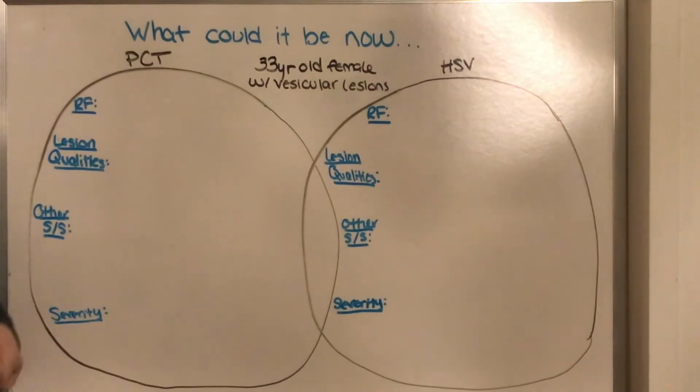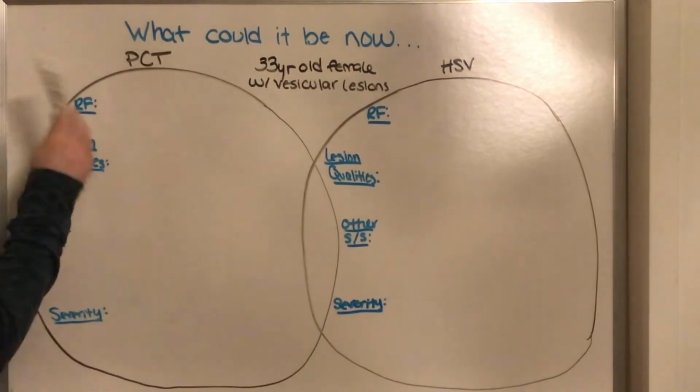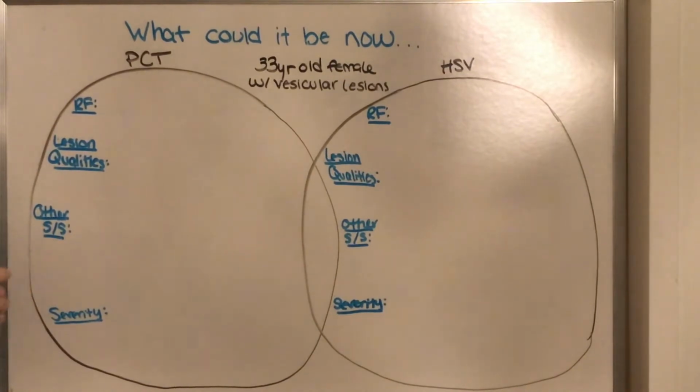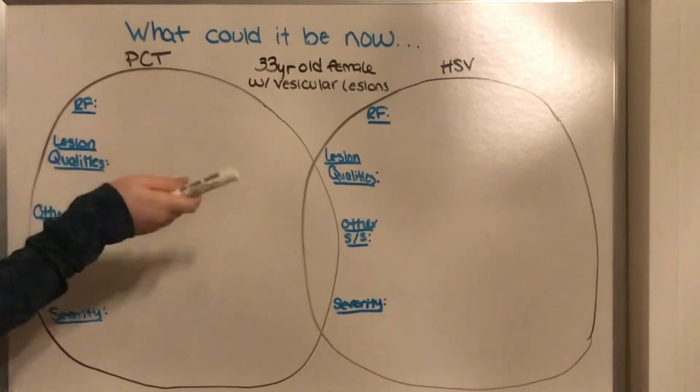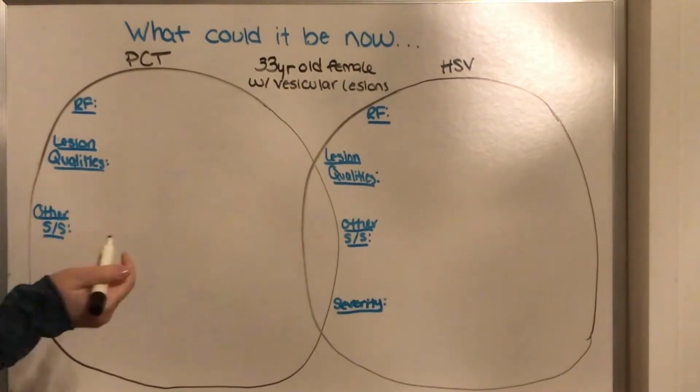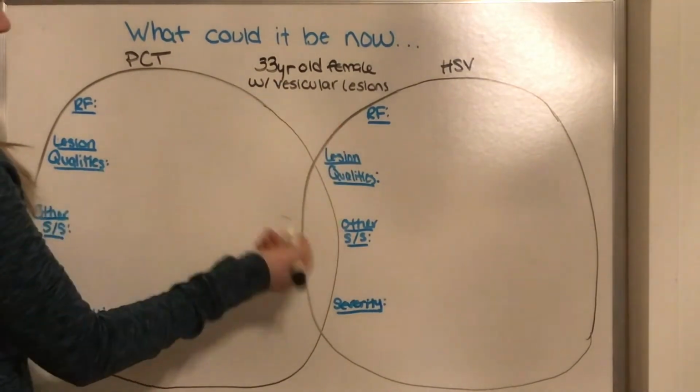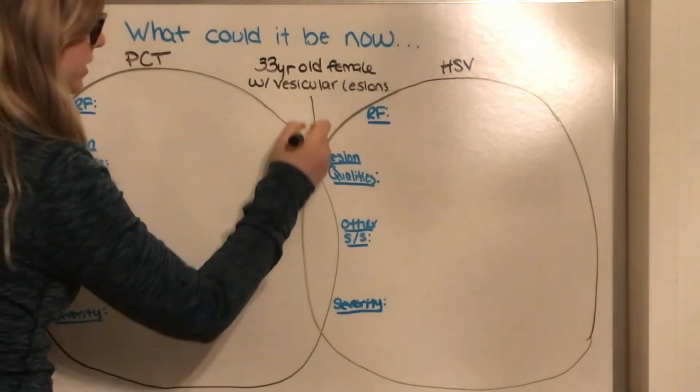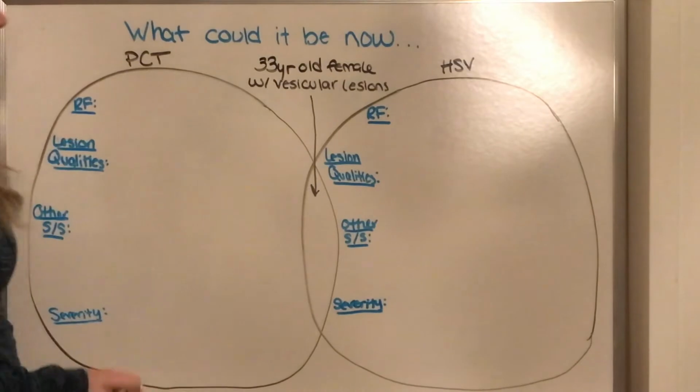I have decided to present the difference between herpes simplex virus and porphyria cutanea tarda. I'm going to prove to my preceptor that this patient has herpes simplex virus and not porphyria. So starting off, I have this Venn diagram so that I can compare and contrast all the symptoms and all of the different characteristics. First of all, these both share vesicular lesions, so I'm going to put that right in here.